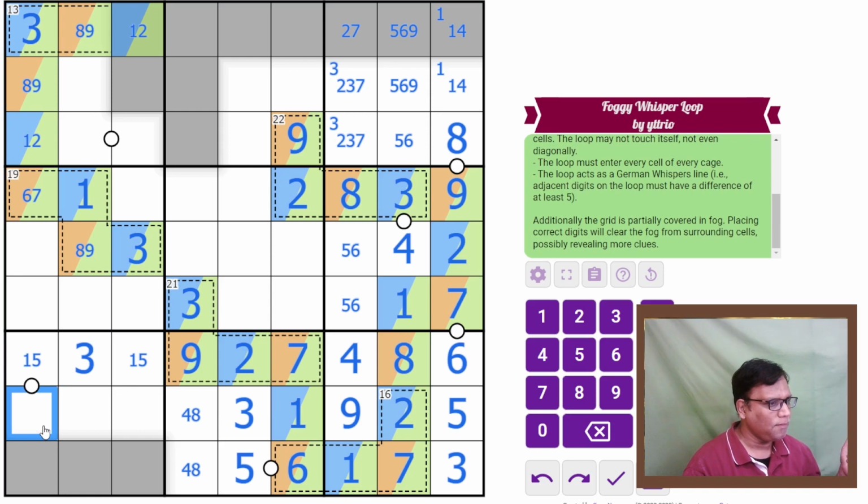1, 5, 1, 5. That can't be 1, right? Because then you have to put 2 here. That's definitely not possible. So that's 5. That's 1. This could be 4 or 6. Yeah, not resolving. Okay, 4, 6. Which going? Okay. What next can you do?